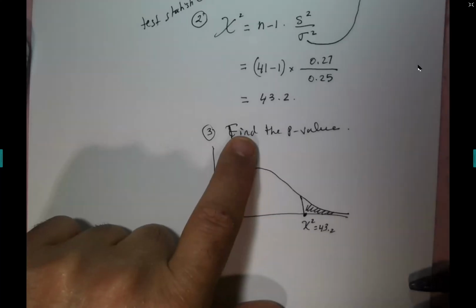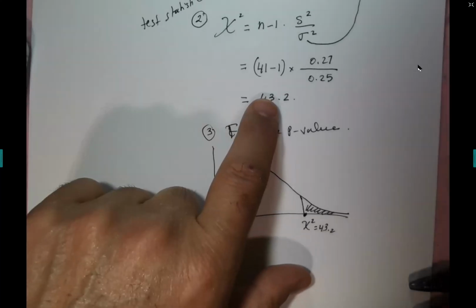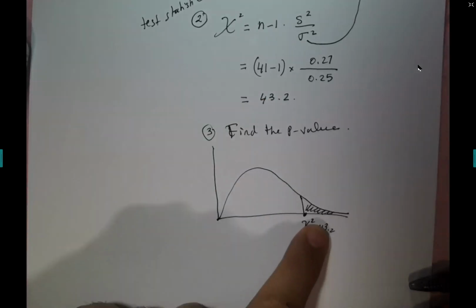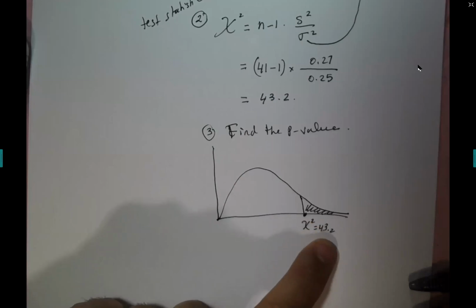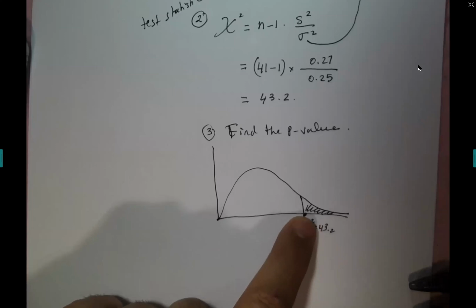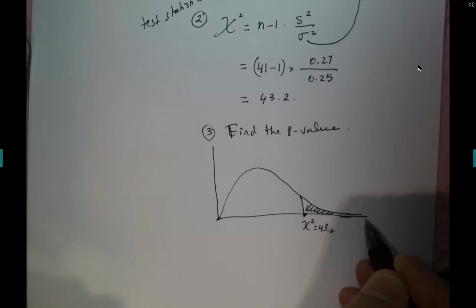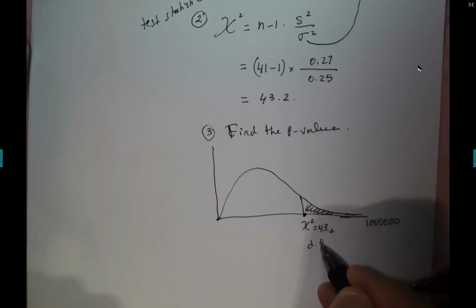So the p-value is the area to the right of the test statistic, because I have a right tail test. So I need to shade the area to the right of 43.2 that I got from step number 2. The area to the right, guys. So you start with 43.2. Remember, this curve goes indefinitely to the right, but never touches the x-axis. So what do you think the upper limit would be right here? What would you put? 1,000,000? Yes, exactly.